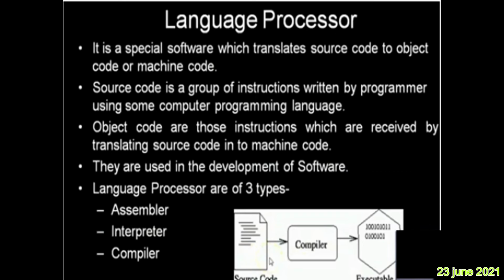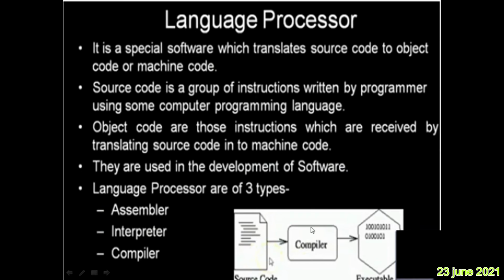Assemblers, interpreters and compilers are the types of language processors. A popular word for language processor is translators. They translate from one language to another language, from high level language to low level language. If you are studying Python now, Python is a high level language. Python, C, C++, these languages will not be understood by the computer. That will be converted into machine code, which is what we call object code.